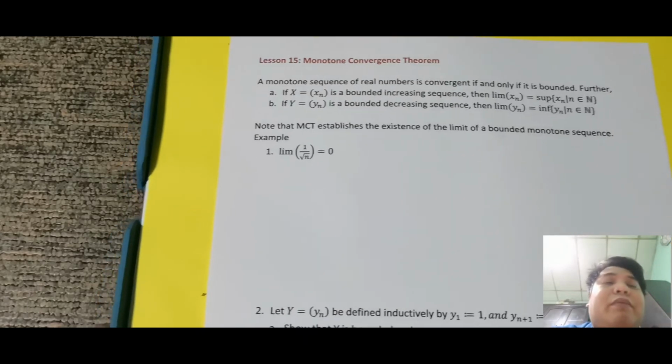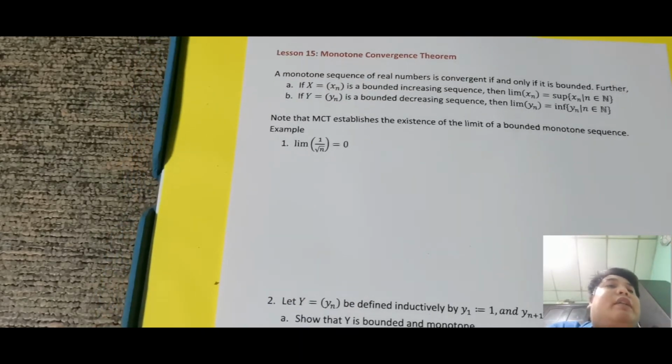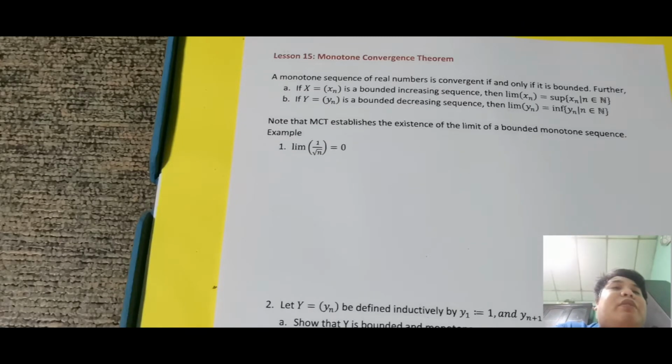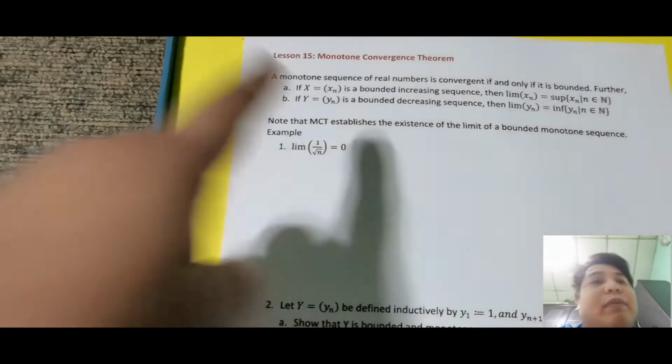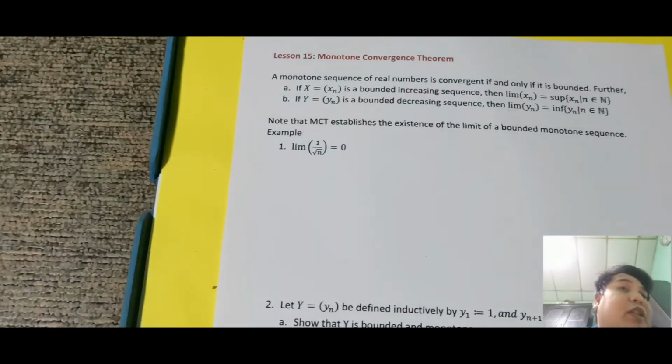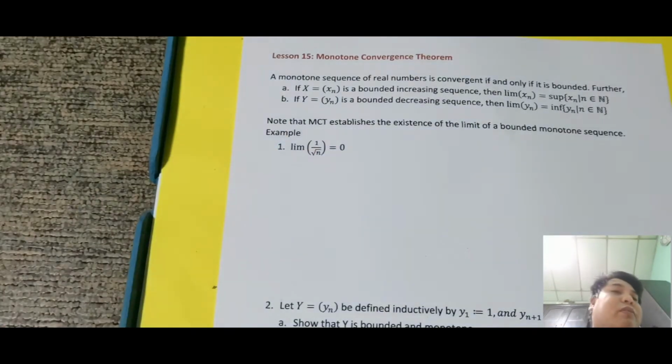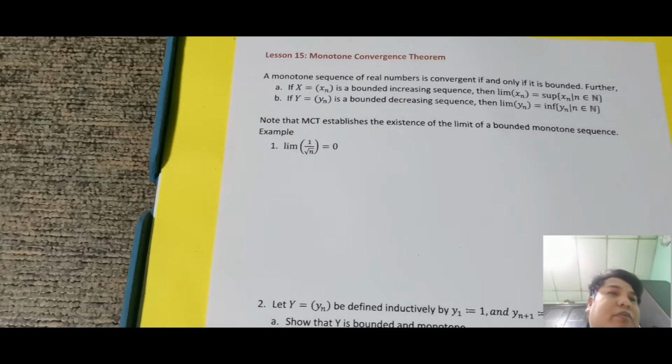Okay, so for number 1, the limit of the sequence of 1 over square root of n. So meaning pag nilagyan ko ng parenthesis, meaning yan yung mismong sequence natin. Okay, yung sequence natin is 1 over square root of n. So ganyan yung mismong sequence. So yung limit daw ng sequence na yan is equal to 0. So let us try paano nga ba yun i-prove.